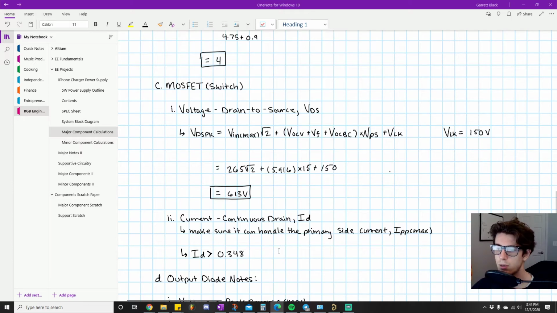The next important component parameter, in my opinion, is the continuous drain current rating. This is the continuous current that will be flowing through the MOSFET. In this case, I just said it needs to be higher than our peak current. From what I remember sourcing the MOSFET, I didn't have any trouble finding something that could meet this value easily.